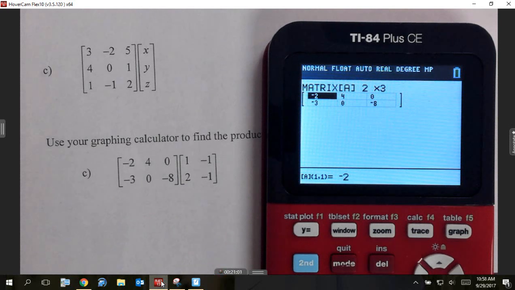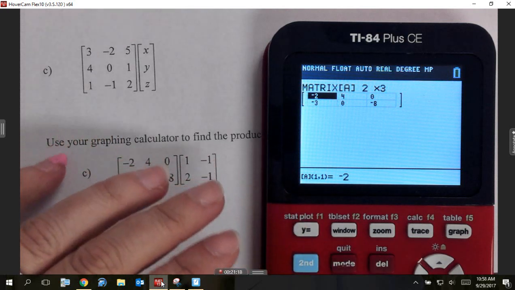You can also use the calculator to add matrices, to subtract matrices, to do scalar multiplication. But the time that it takes to enter these numbers in, sometimes it's just faster to do it by hand. It takes a while to enter these in.